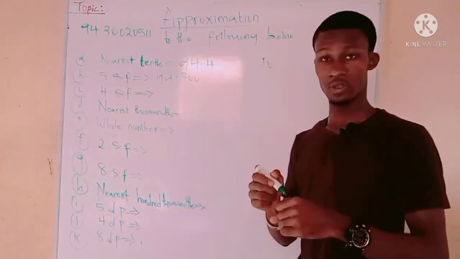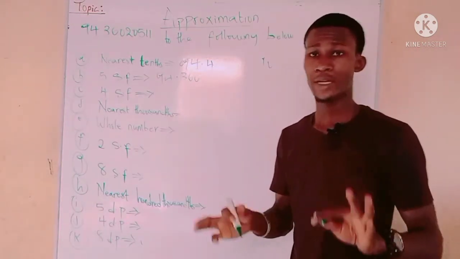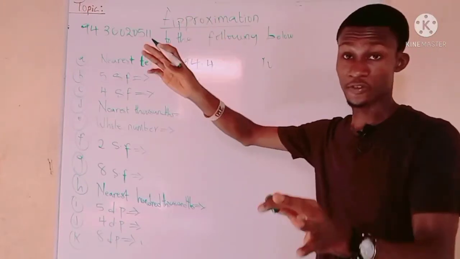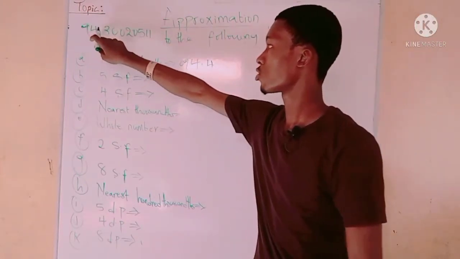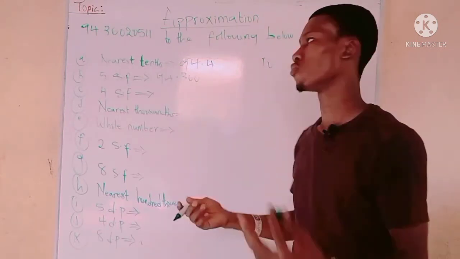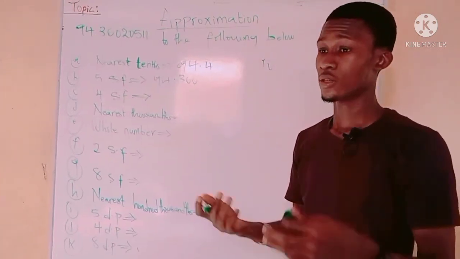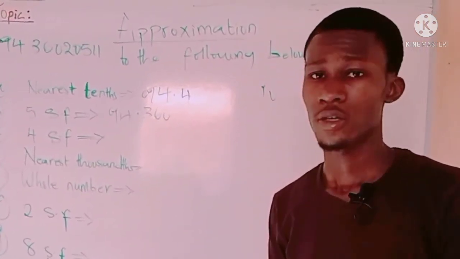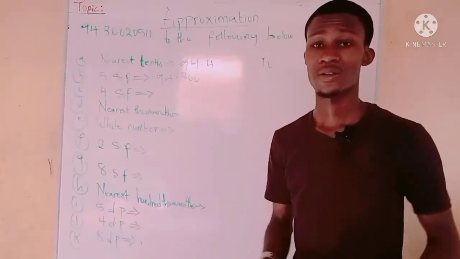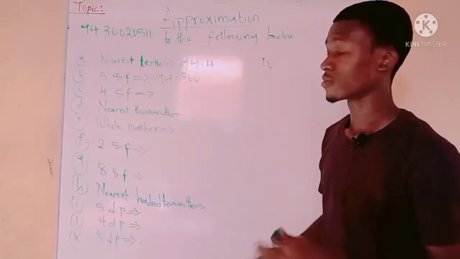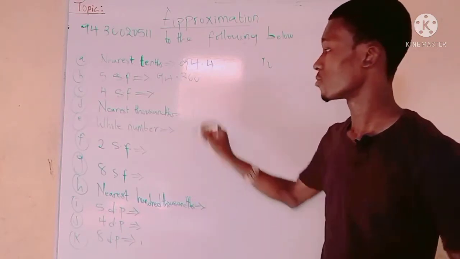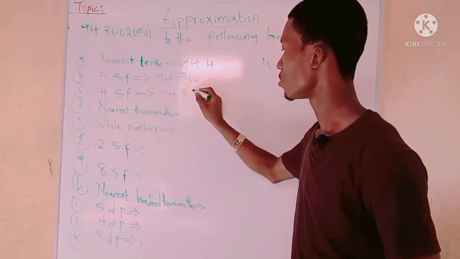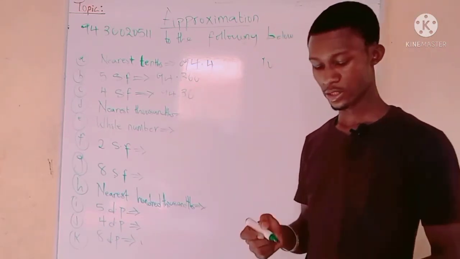Now to 4 significant figures. How do you go about the 4 significant figures? We'll apply exactly the same method that we did for 5 significant figures. We just count 1, 2, 3, 4, and then we write 94.36. Why? 0, which is the first number to vanish, is not up to 5. It is nowhere close to 5. It's less than 5 big time. So the rest of the numbers become 0. Now we have 94.36.